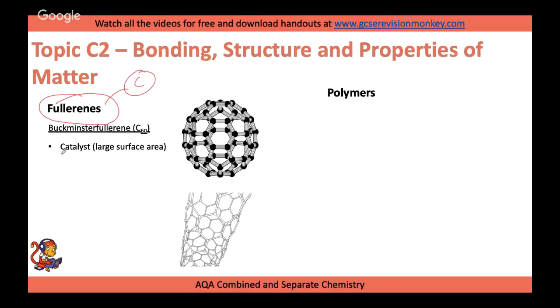And this means it makes a good catalyst because it has a large surface area in terms of its volume. So really, it would be better to say it has a large surface area to volume ratio, like we've done before in biology. It's good for drug delivery because it acts like a cage. You can make this around a particular drug and allow it to transport it around your body. And also it's a good lubricant.